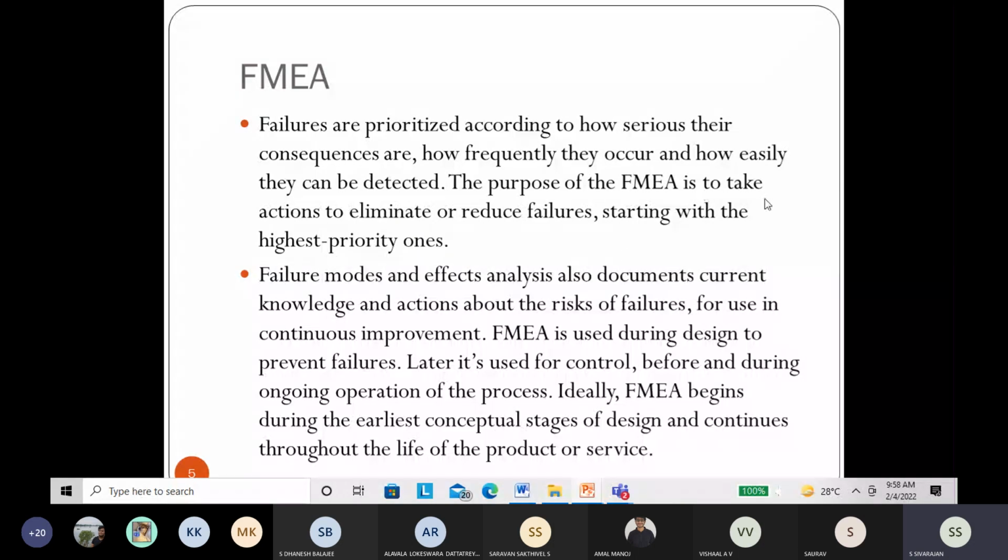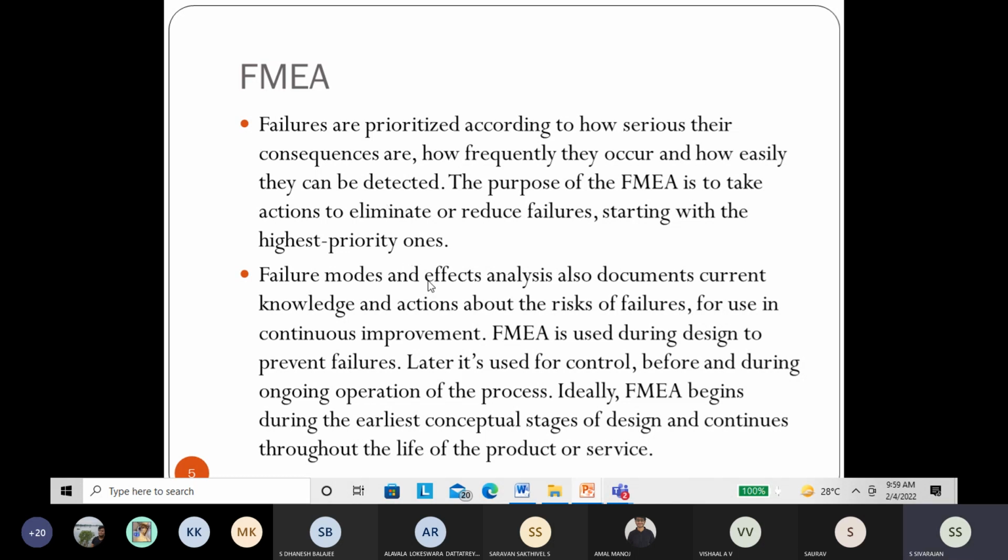So the purpose of the FMEA is to take actions to eliminate or reduce failure. That's what, any failure we have to reduce. That is very obvious. Starting with the high priority ones. So we are going to find out high priority. That is what I'm doing, risk priority number.